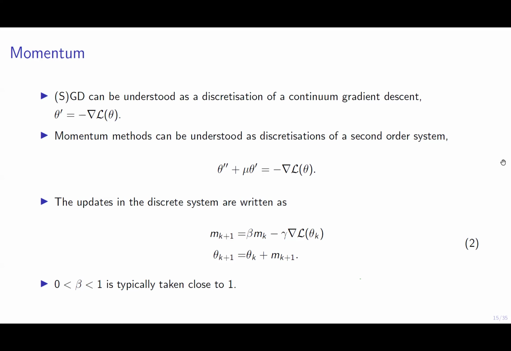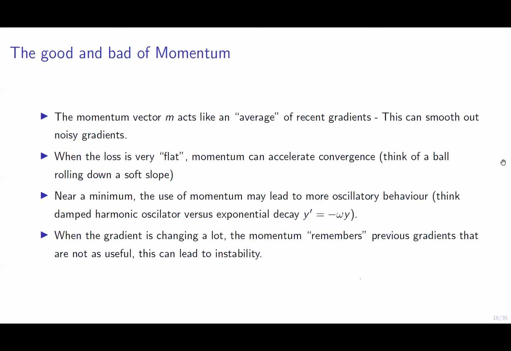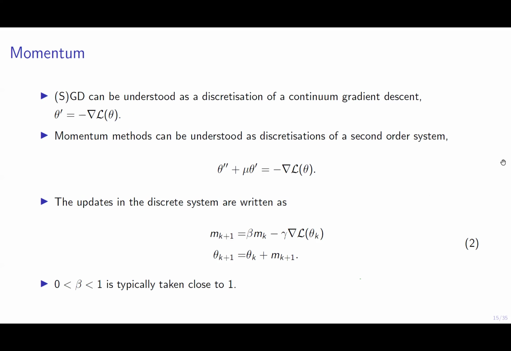A couple of things I want to highlight about this momentum vector. One thing to have in mind is that this acts as a kind of average of the recent gradients. If we go back to the expression for the momentum, the momentum is almost decoupled from theta if we think of the gradient as being a separate object. And you can write a kind of closed form solution of what the momentum is at a given iteration in terms of the previous gradients, and it's essentially a weighted average.